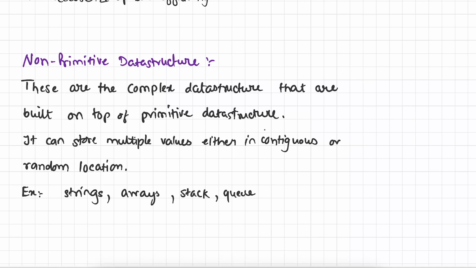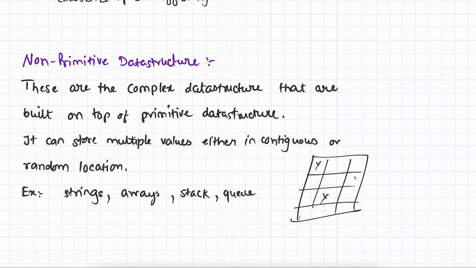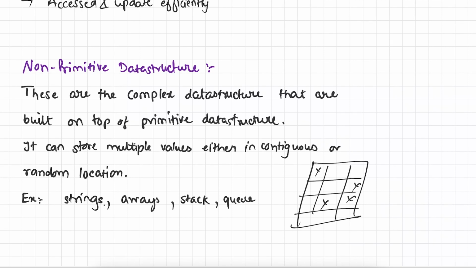So how is it going to store? Let's say you have a RAM and you have created an array. It's going to store some values here, some values here, some values here, or maybe here. Okay, so the location is not defined. It can store either in contiguous locations or in random locations. So here complex data structures means strings, arrays, stacks and queues. All these data structures are built on top of primitive data structures. So it means primitive data structures are the most important data structures you should know, because they are the fundamental building block of complex data structures.